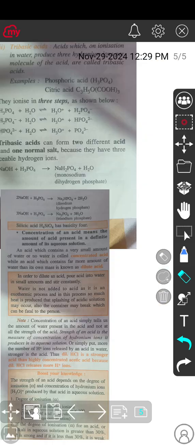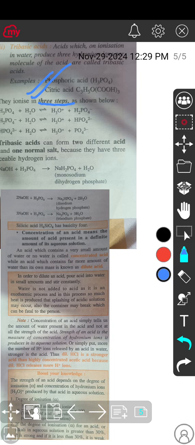Next, tribasic acid. Tri means three, so it will produce three hydronium ions. Examples: phosphoric acid, citric acid. It's a very big formula, so you have to learn it. These ionize in three steps.